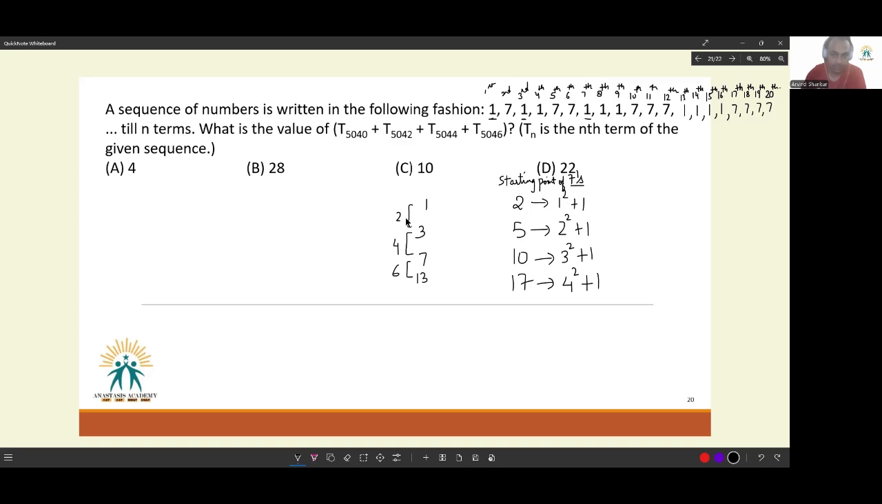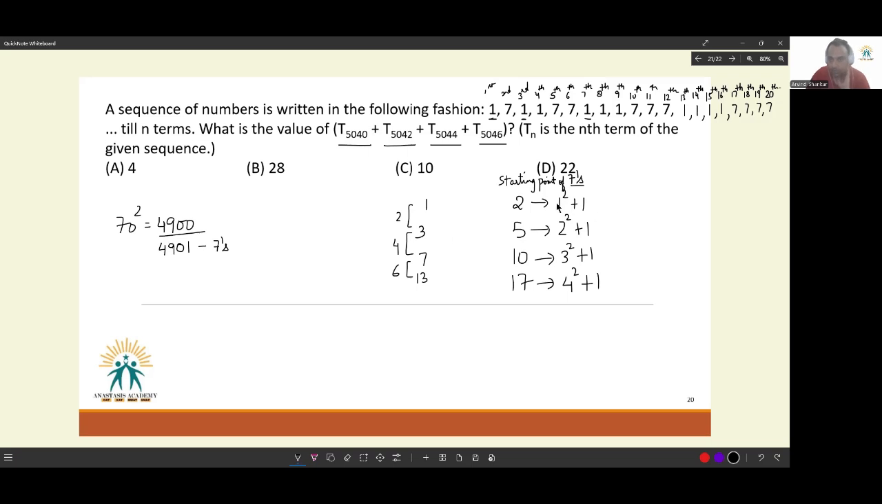Now, see this wonderful thing. What is the value of T 5040, 5042, 5044, and 5046? I'm checking if there is a perfect square somewhere in between. 70 square I know to be 4900. So, can I say 4901 will be where a 7 comes in?